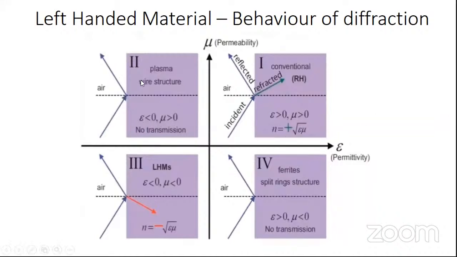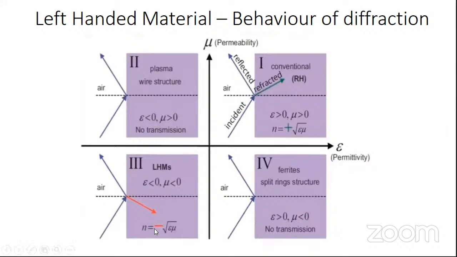Whereas in the second quadrant epsilon is negative, and in the fourth quadrant mu is negative. That means if either one of these parameters is negative, then the refractive index becomes imaginary and no transmission takes place. Okay, so when either mu or epsilon is negative, there will be no transmission at all. Whereas if you can see in the third quadrant, where both the material properties mu and epsilon are negative, what happens to the refractive index?